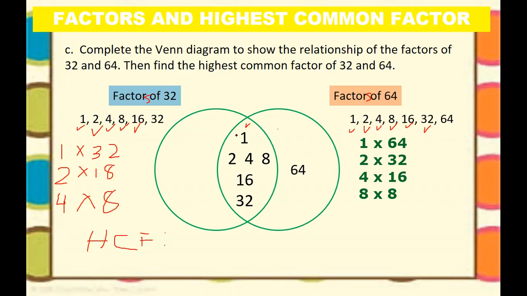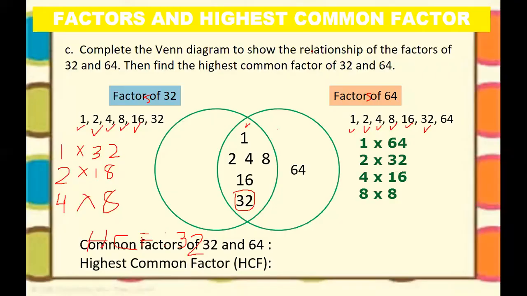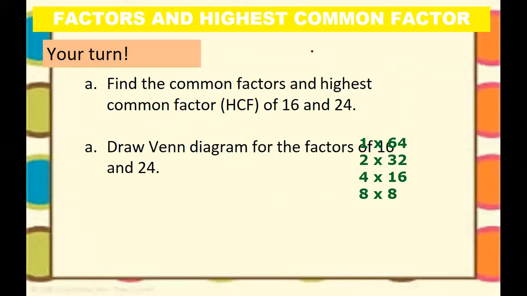So you look in the middle where they are in common. So 32 is the highest, therefore the highest common factor of 32 and 64 is 32. All right? Okay. So these are the common factors, and the highest is 32.